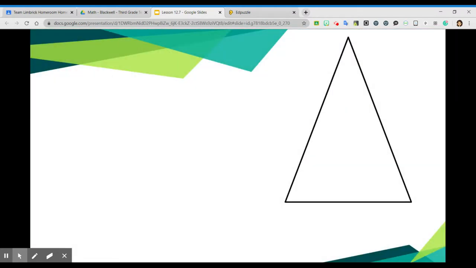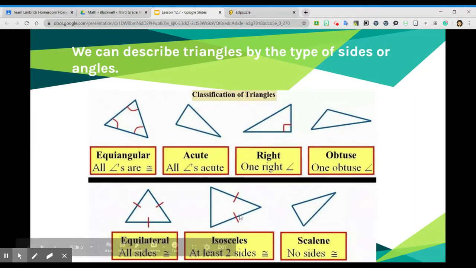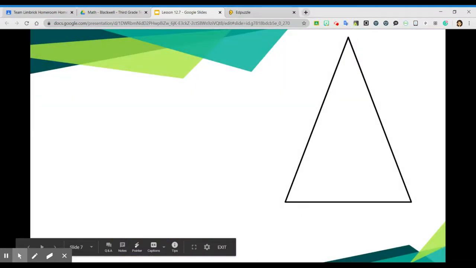What kind of triangle is this? Would you call this an equilateral, an isosceles, or a scalene? We'd call it an isosceles because it has two sides that are equal and one that is not.